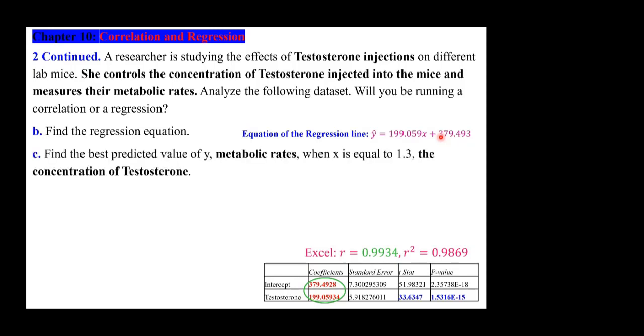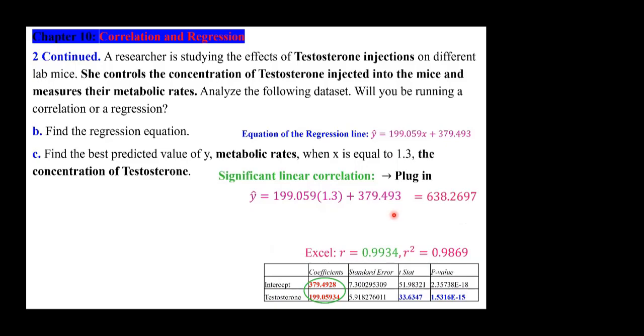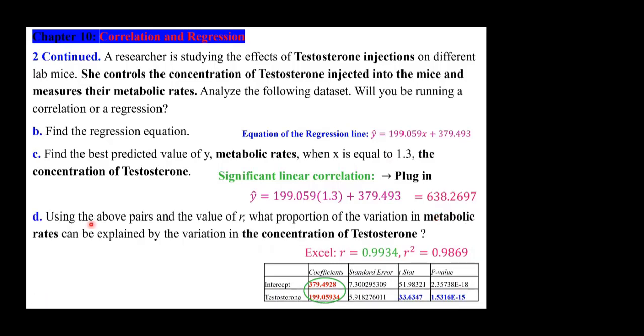The next part, we want to find the best predicted value of Y, which is the metabolic rate, when X is given as 1.3. So that means we're going to plug in. The reason we are going to plug in is because we proved there is a significant linear correlation. We're going to replace the X with 1.3 and come up with the answer, 638.2697.